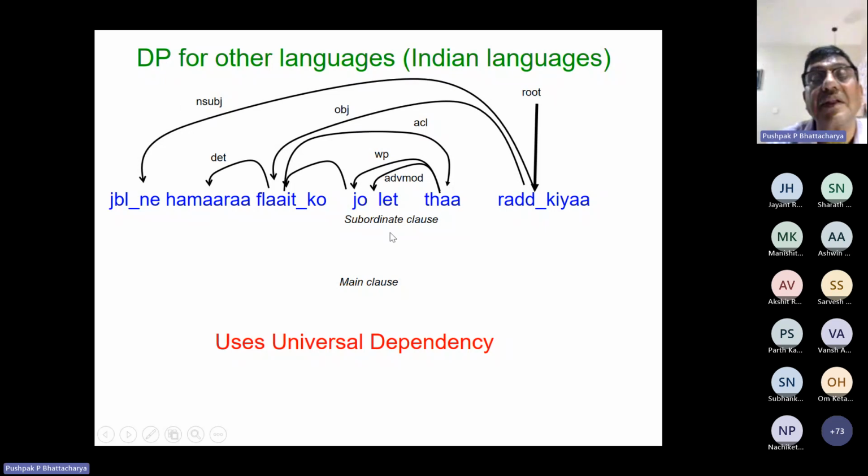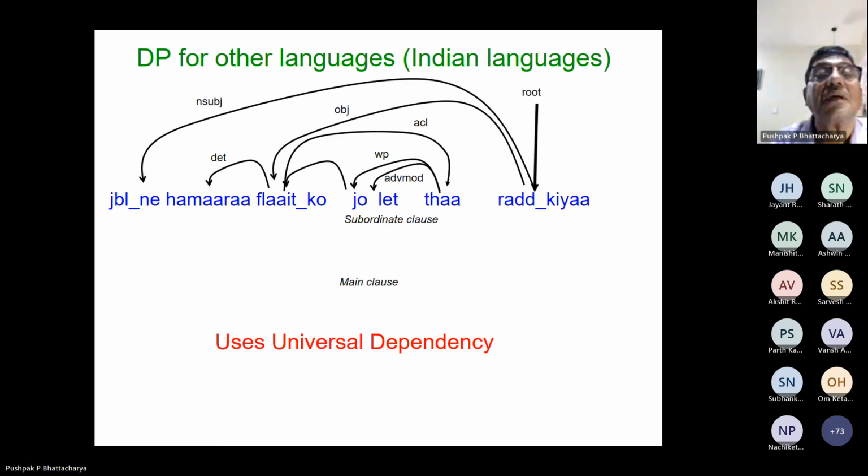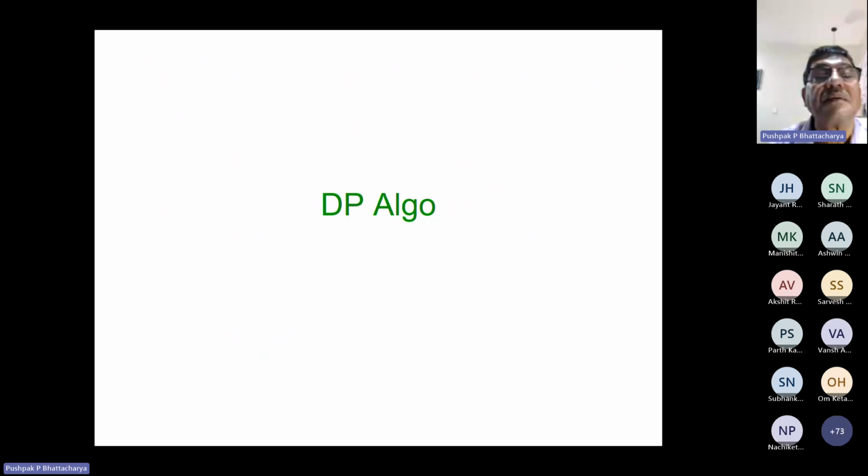JBL ने हमारा फ्लाइट को जो लेट था रद्द किया. This is a projective construct. The other one, JBL ने हमारा फ्लाइट को रद्द किया जो लेट था. This is not a projective construction. So this way we can develop the theory using the projectivity notion.